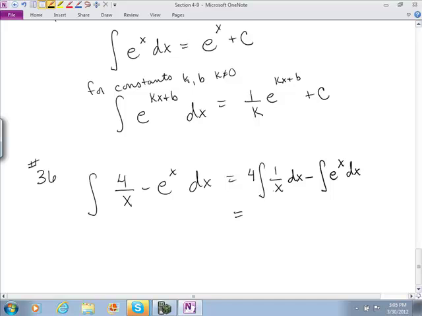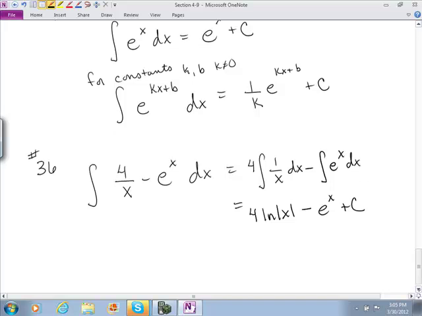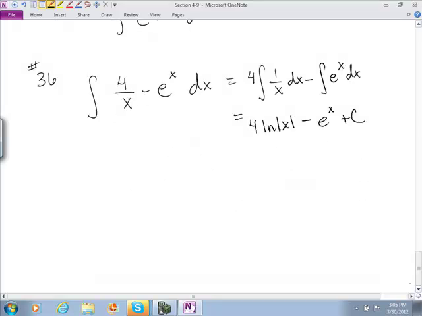But then right away, you know the antiderivative of 1 over x dx. That's ln of the absolute value of x, minus the antiderivative of e to the x, which is just e to the x. Excuse me. And then plus c. So you just have to memorize those antiderivatives, and the more you practice, the better you'll get at it.